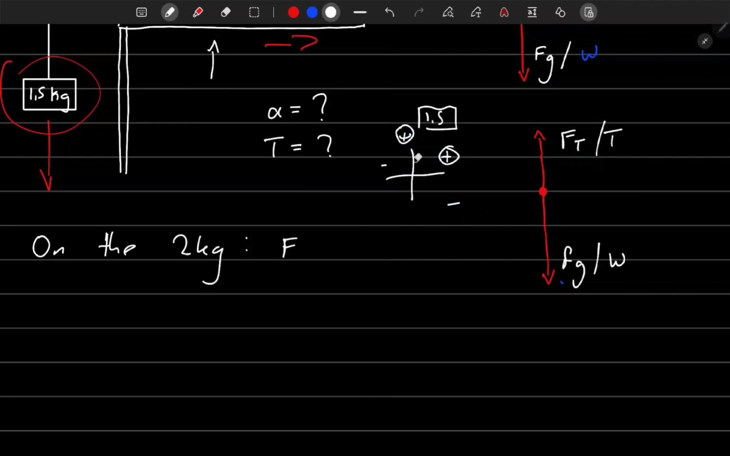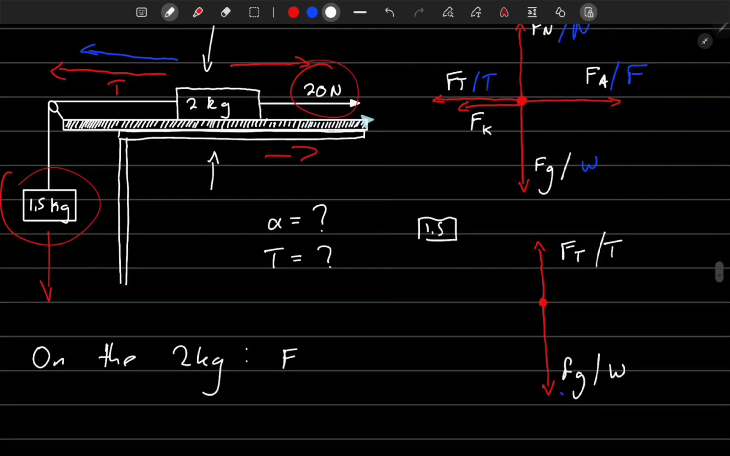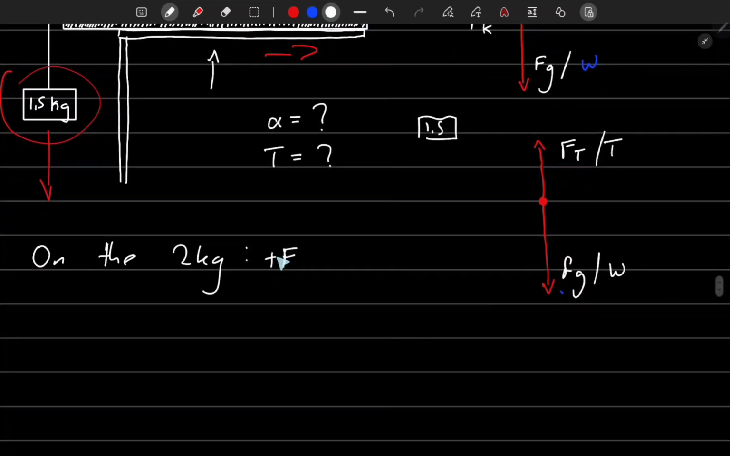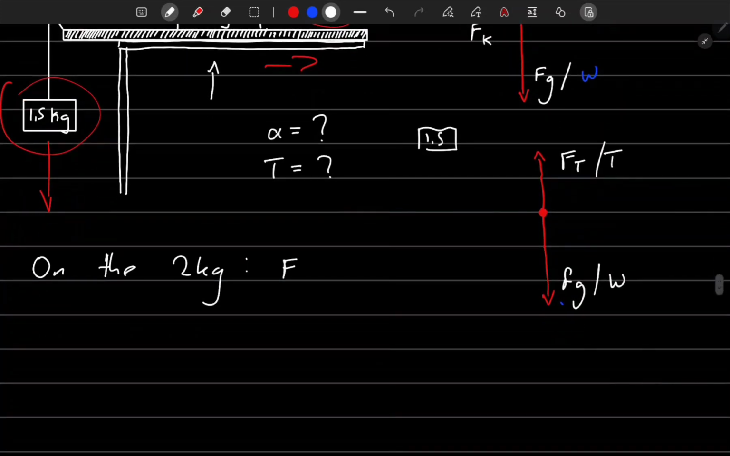However, what I always advise is to take the direction of motion as positive. Here the force applied is moving to the right, so take that as positive. So we have a positive F. And then what else is acting on this 2 kilogram block? We have this negative force of tension and this negative kinetic friction. So we're just going to say minus the tension force and then minus the force of friction. We can just use a small letter f.